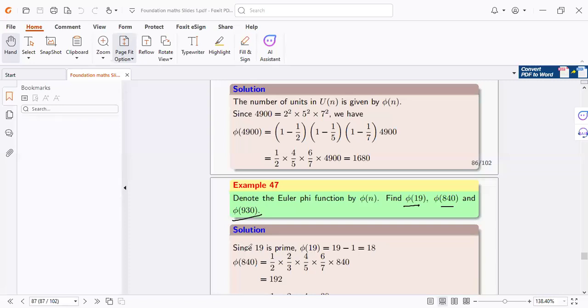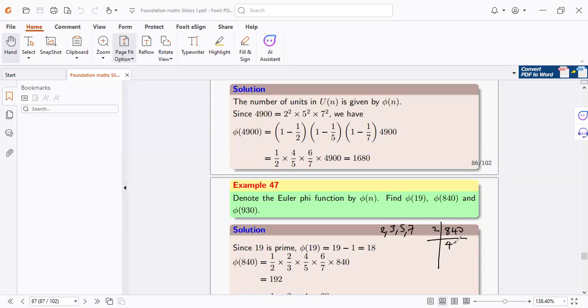The first question is very easy. 19 is prime. So we have 19 minus 1 elements, which are relatively prime to 19. And this other one, 840 is not prime. So we factorize it to find out what are the prime factors there. We have 2 as a prime factor, 3 as a prime factor, 5 as a prime factor, and 7 as a prime factor. So that one you just factorize. Just factorize. 2 goes there.